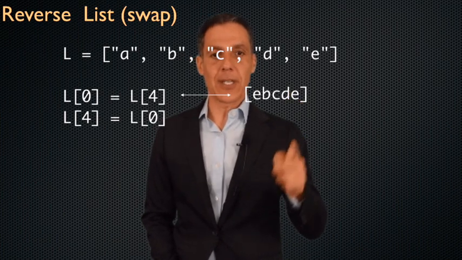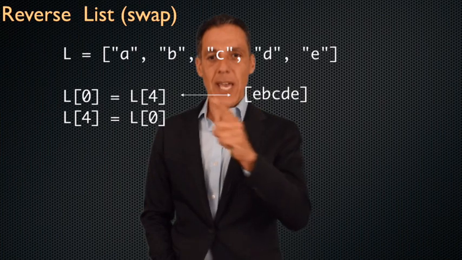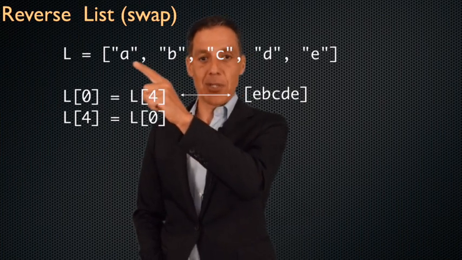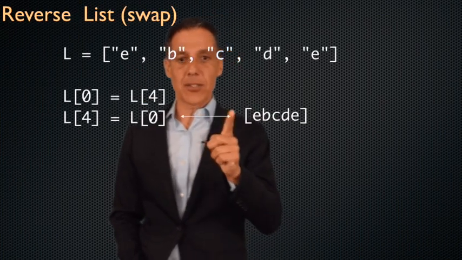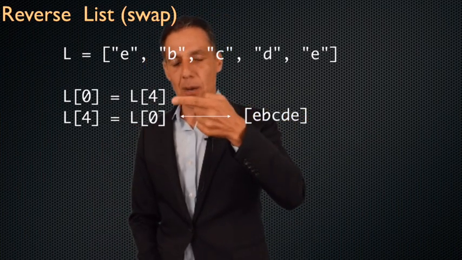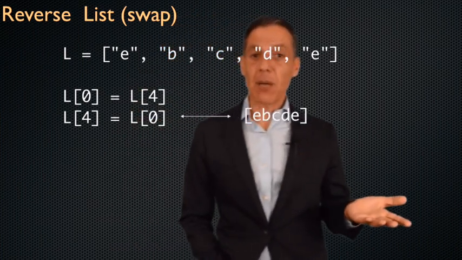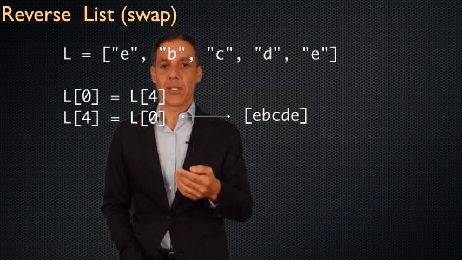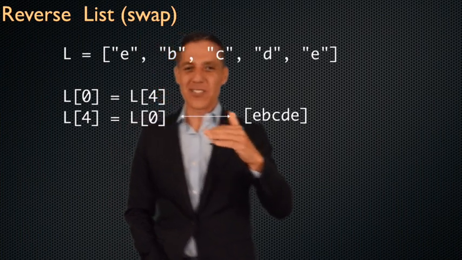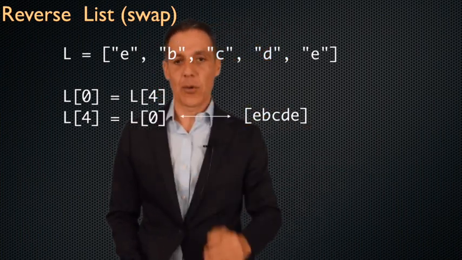Next line of code, what do? L sub 4 is equal to L sub 0. What happened to A? I've clobbered it. It's gone. So now when I do this line of code, I've lost A. So once I do that one line of code, A is gone, bye-bye. And now I have a problem, right? I've lost that element. So I sort of want to do these simultaneously, but I can't, obviously. I can only do one line of code at a time.